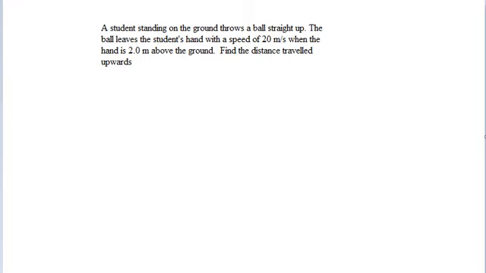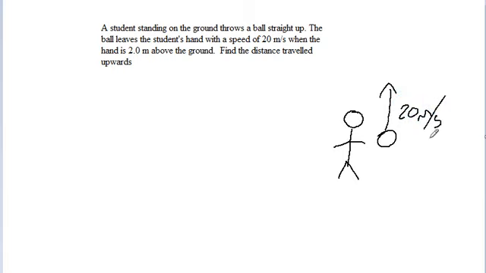So first, to begin, let's start with a simple diagram. Okay, so this is the student, and he is throwing a ball upwards with a speed of 20 meters per second when the ball is 2 meters above the ground.